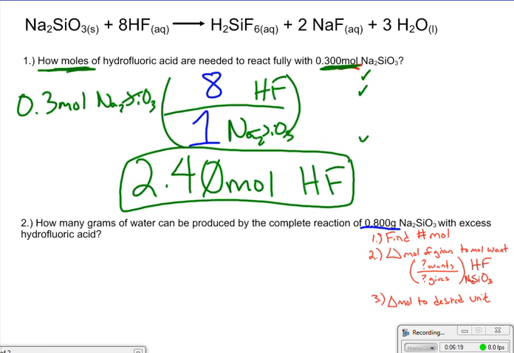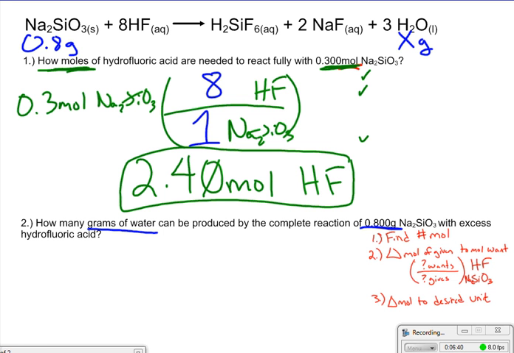So I see 0.8 grams. Let's put that up here because I like to keep track of things. 0.8 grams of this. How many grams of water? So grams of water is what I'm searching for. Okay, this one's a little more complicated because we're not given moles off the get-go. So we do have to do step 1.